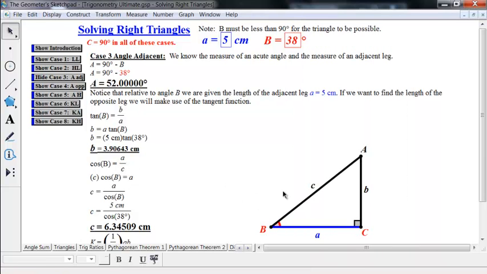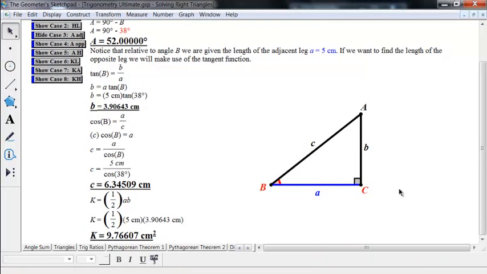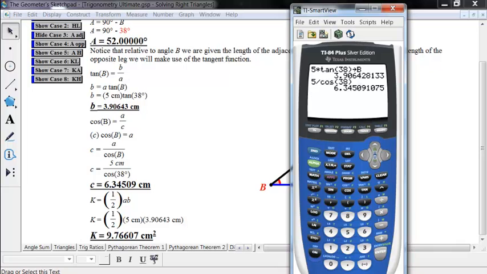Finally, we want to find the area. Remember, the area is just 1/2 a times b. Here I am going to refer back to b that I have stored so I can get all those digits, so I don't round off any until the end. That's very important. 1/2 times a, which was 5, times b, which I had stored as alpha B, and so this gives me my answer.